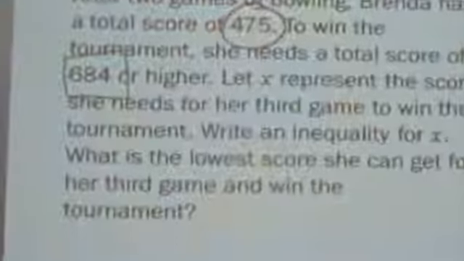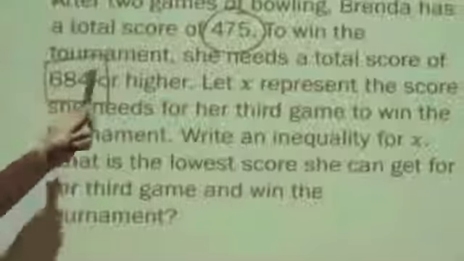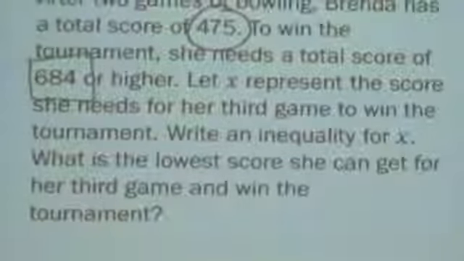So after 2 games, she's got a 475. So that's going to be like our starting point. Let's see our next thing. Let's see. She needs a total to win the tournament. She needs a 684. So let's put a big square around that. That's what she's aiming for. She needs that 684. It says 684 or higher. So if she gets that 685, she still wins.